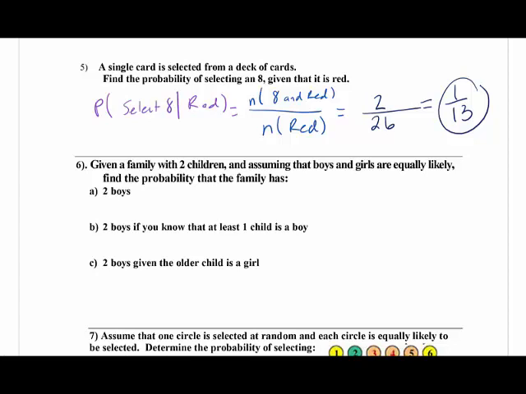Some of y'all can reason this out without writing down the formula. Some of you will need to write that formula down. But I always say start with that denominator piece first.